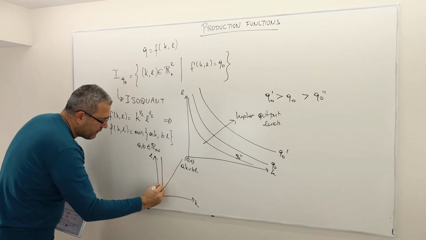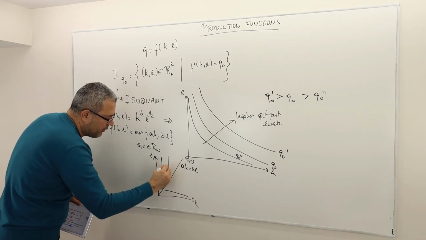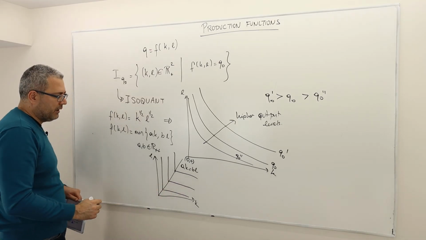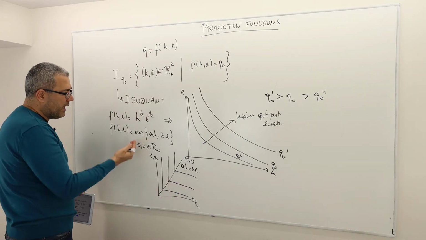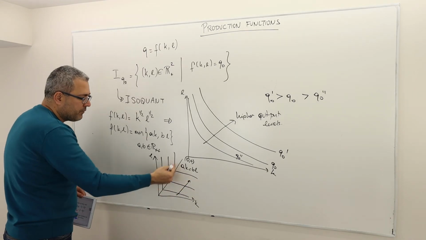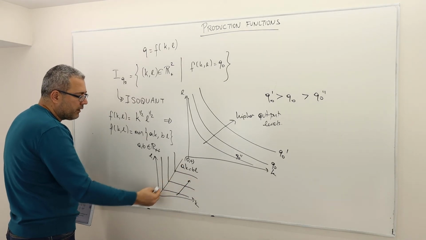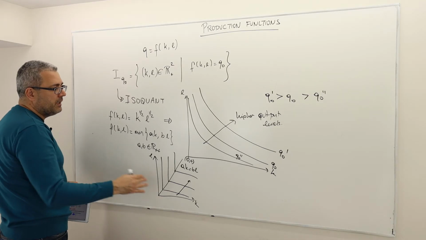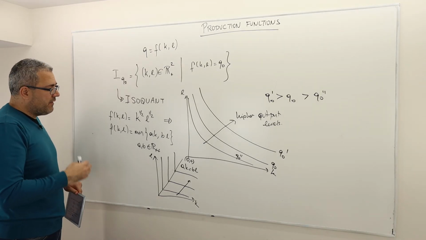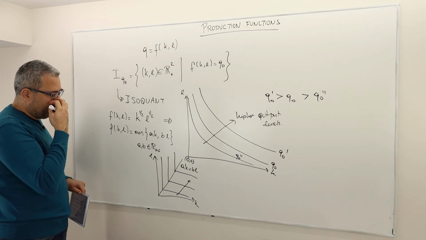And then they all have an L shape, but the kink point is always on this AK equals BL line. All right, and once again, this is an increasing function. So as those level curves move farther from the origin, it means higher levels of output. Well, can we give an example where this is not really the case?